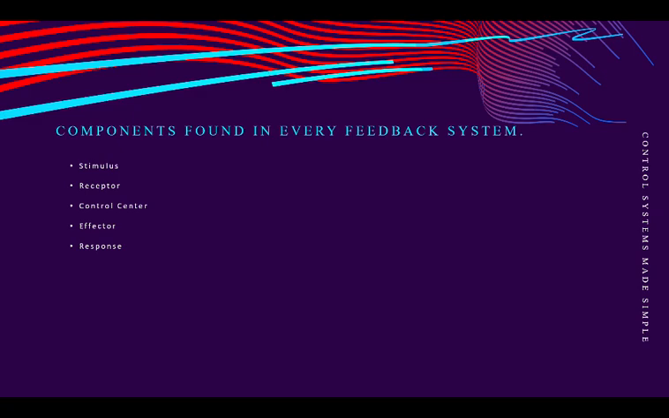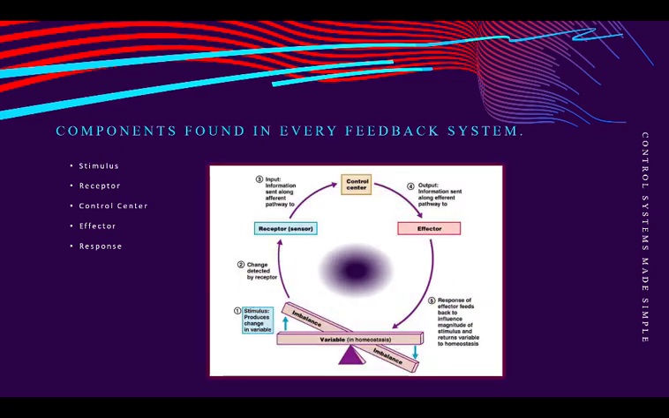And now we move on to components found in every feedback system. There are 5 stages or 5 main steps. We have the stimulus, the receptor, the control center, the effector, and the response. To better explain this feedback system, I'll be giving 2 examples: one with the use of a smart oven, and the second with changes in the human body.